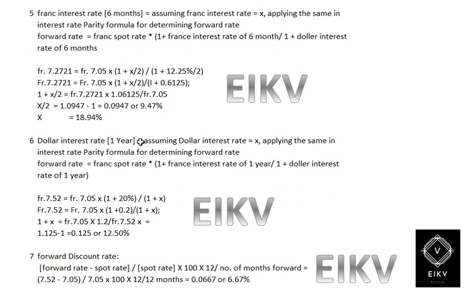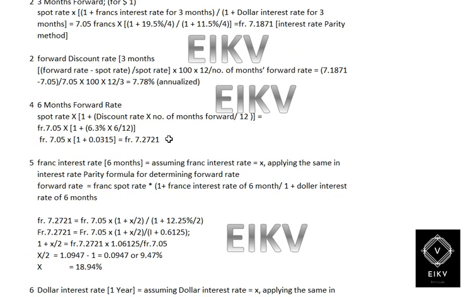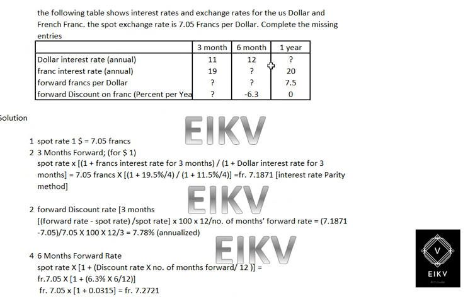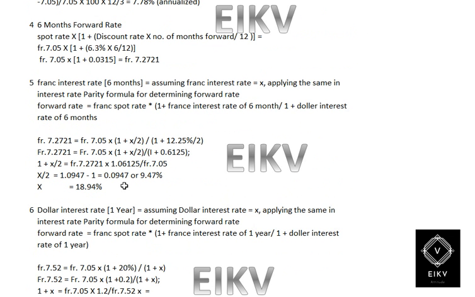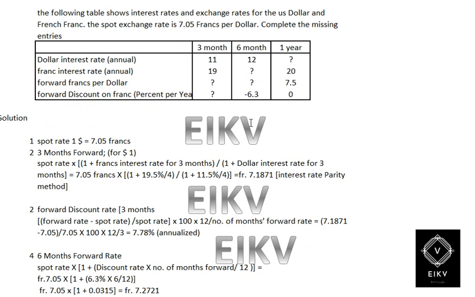So going further, the dollar interest rate for 1 year. Now we have computed these two figures. The first one, the forward rate, we computed over here as 7.2721, and then the 6 months France interest rate we computed as 18.94 percent. Over here France per dollar it would be 0.17 percent.